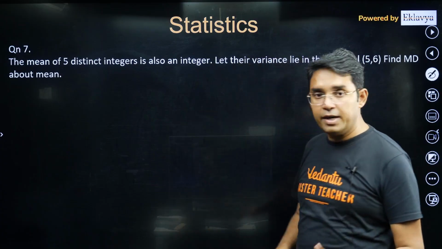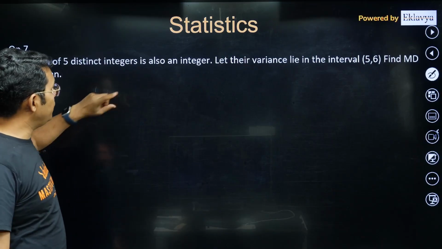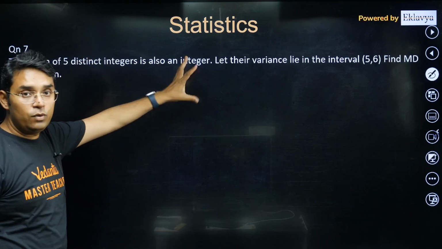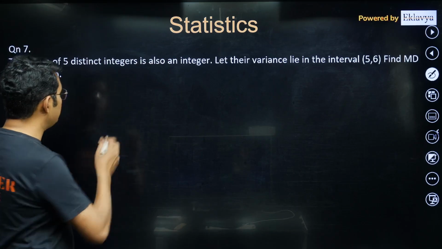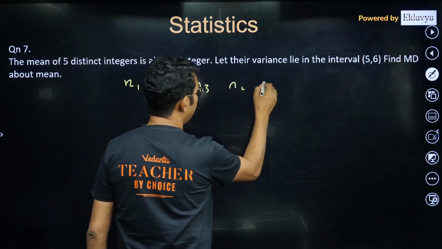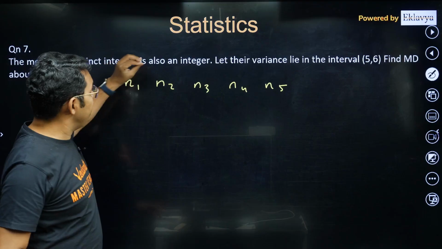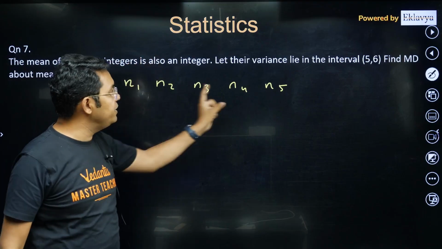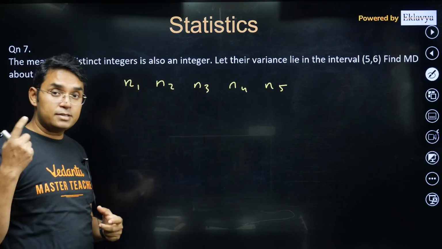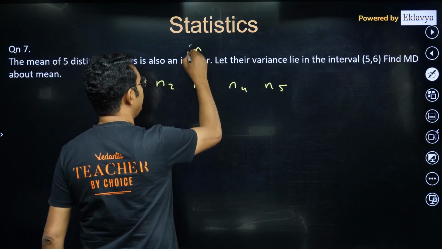Okay, so here what we can do, please listen carefully. Here we are given 5 distinct integers, and their mean is also an integer. Now there can be 2 scenarios, whether the mean value is among those data values or not. Let's say those integers are n1, n2, n3, n4 and n5. Let us assume first that the mean value, which is an integer, is none of these data points n1, n2, n3, n4, n5, which means if I subtract the mean from the entire data set, let me call the mean small m.